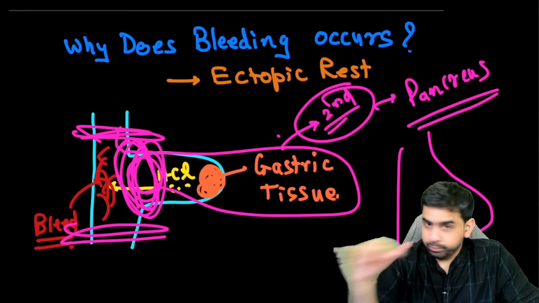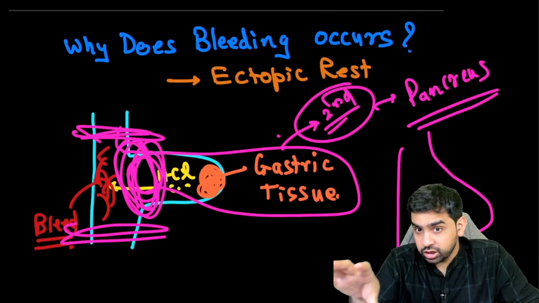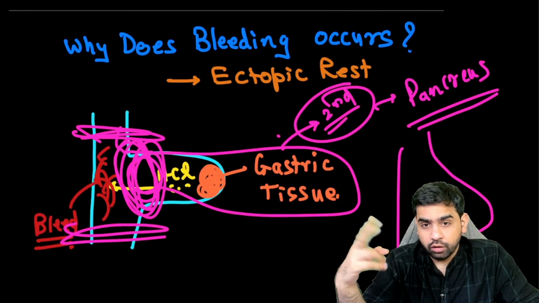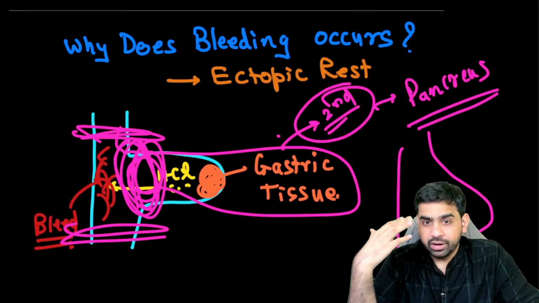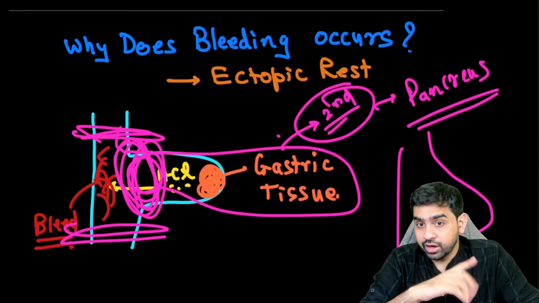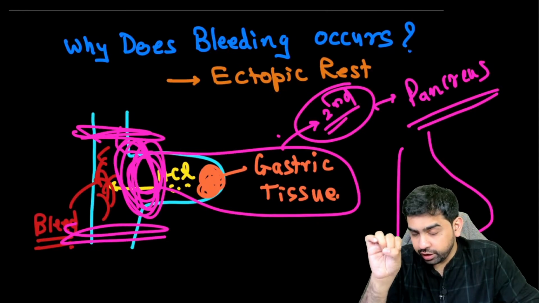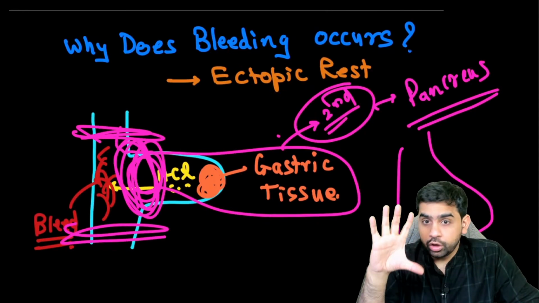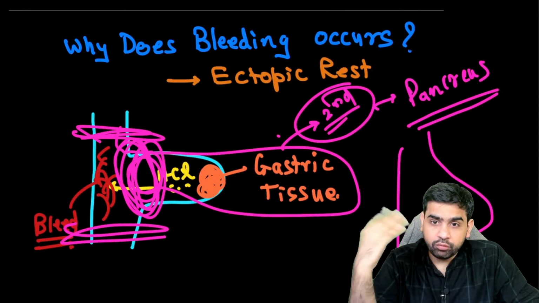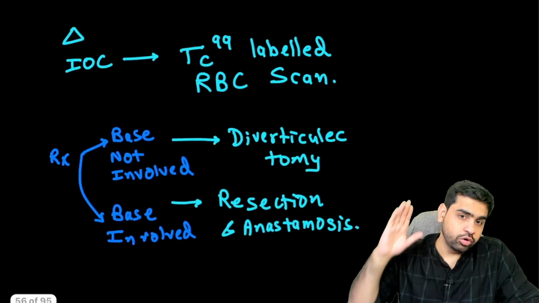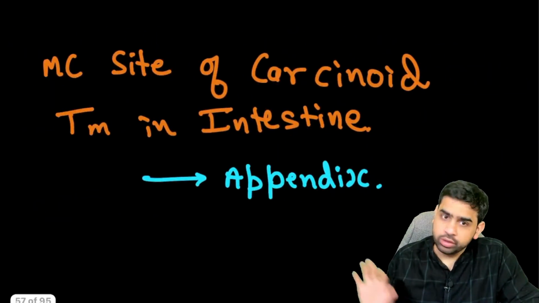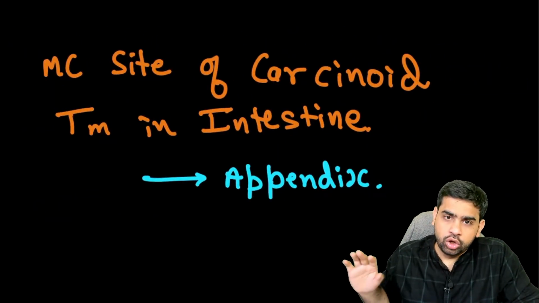Please try to understand this. Ectopic tissue present, definitely excision. If the base is involved, definitely you have to go ahead with a resection anastomosis. But if there is an incidentally detected diverticulum, long diverticulum with a narrow mouth, resect it; short diverticulum with a wide mouth, you can just leave it like that. Okay, so that's what you need to understand over here.